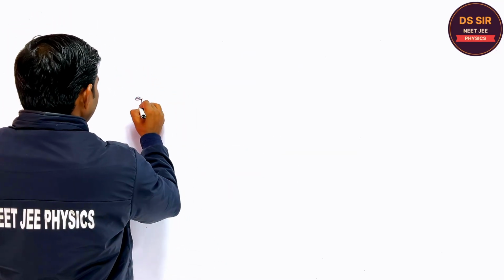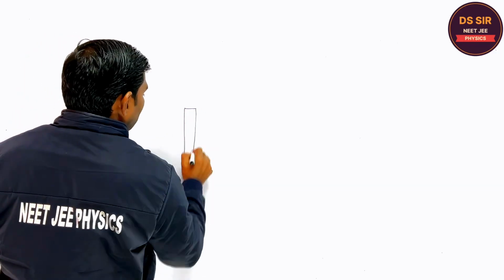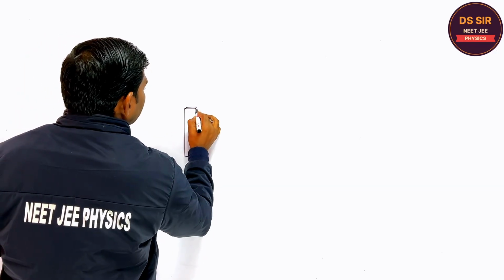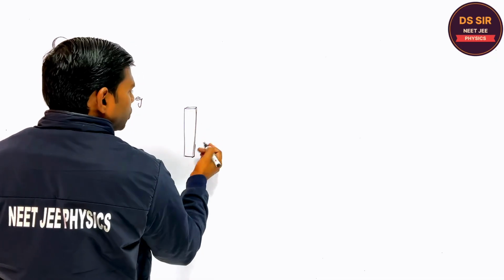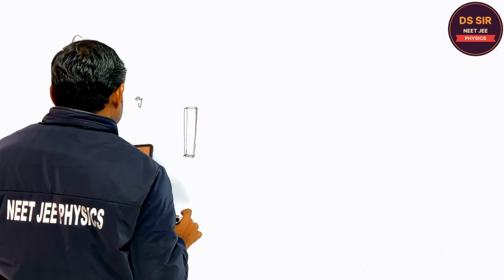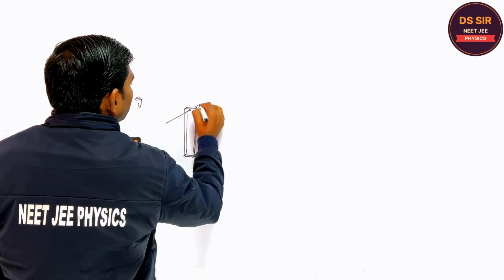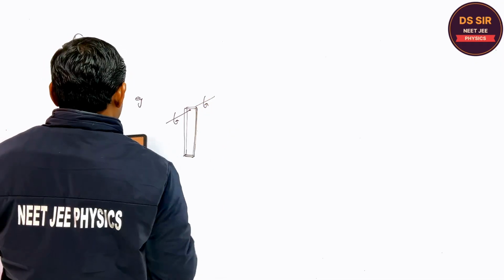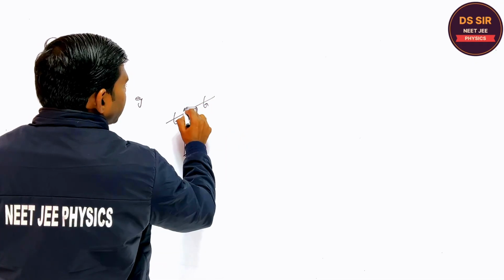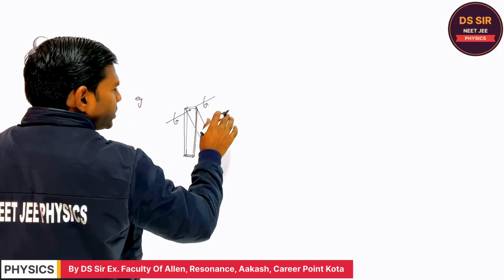A rod with rectangular cross section. Suppose this is the rod, the cross section is rectangular. It oscillates about an axis passing through one end, and this is the axis of rotation like this. And it behaves like a second pendulum. When it is given a small displacement, it oscillates like this.